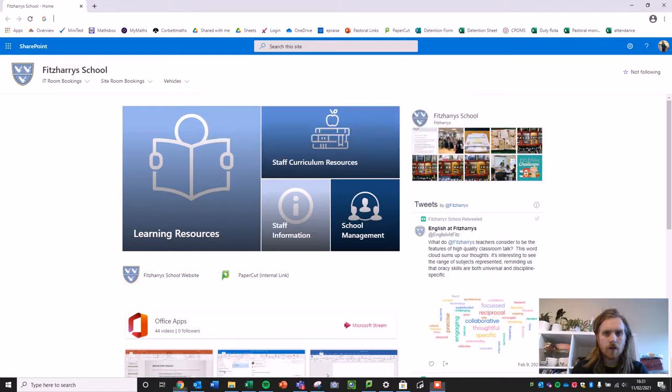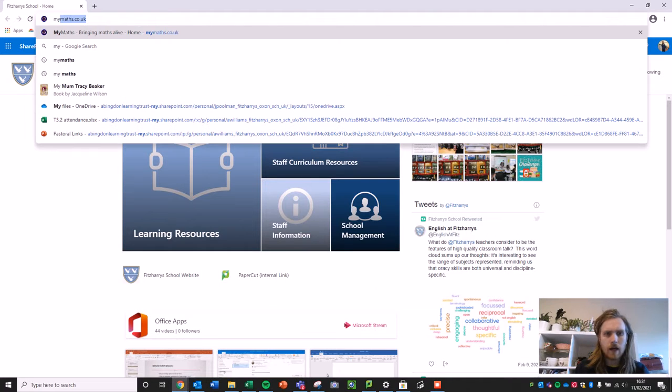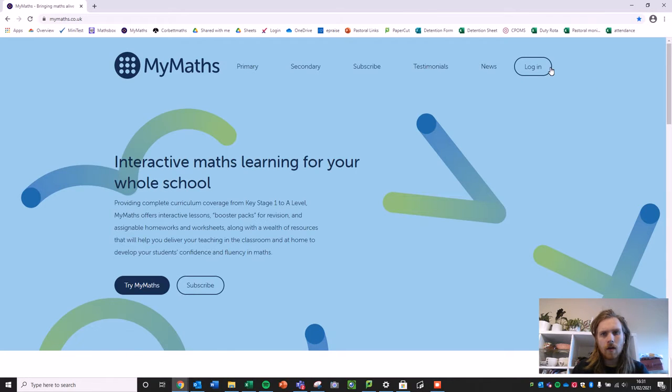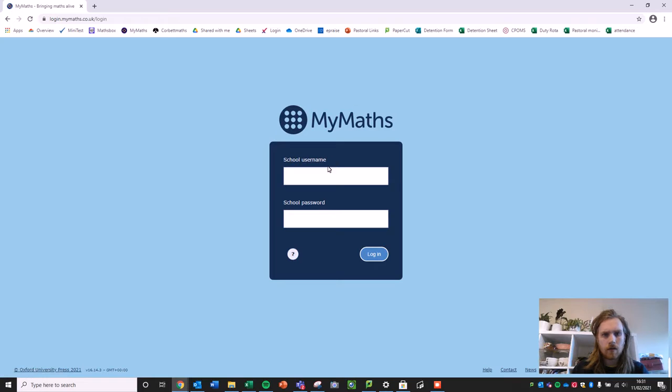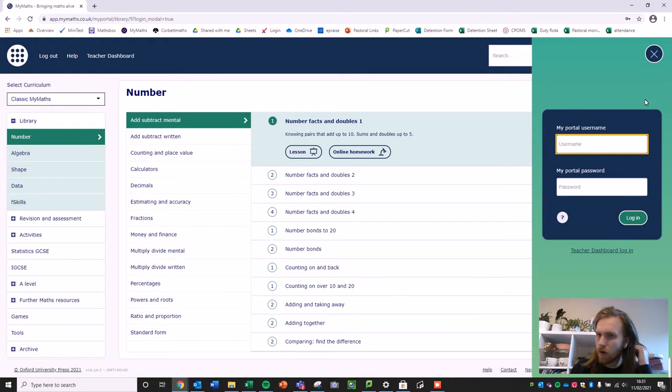So you're going to go to mymaths.co.uk, and log in with Fitzharris and Factor. At some point you want to log in with this bit here, because I'm going to set you a homework, and in fact that's probably the first thing you want to do. You'll see the homework when you log in.